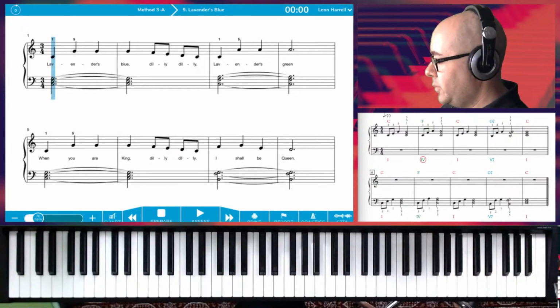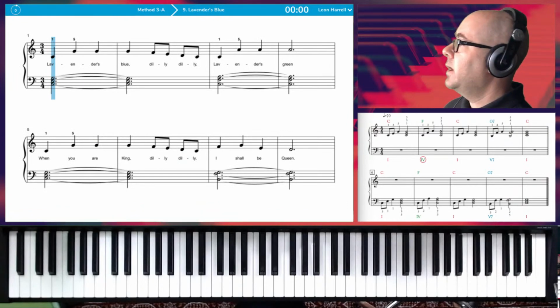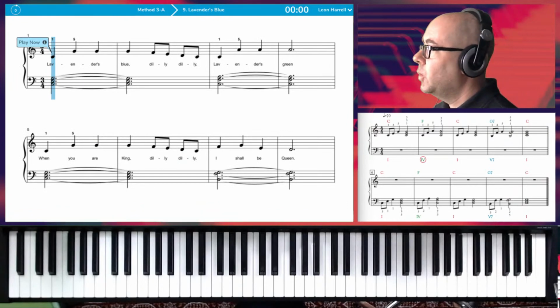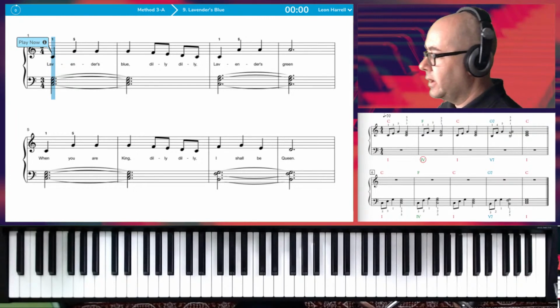So here we go, hands on the keyboard. And 1, 2, 3, 1, 2, 3.